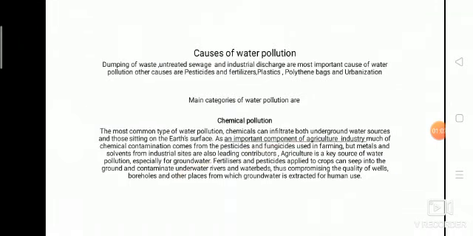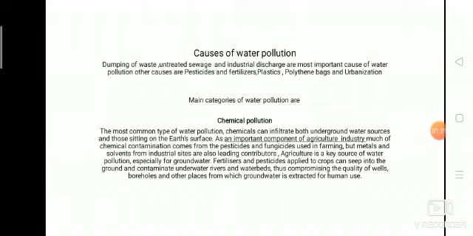Now, causes of water pollution. Dumping of waste, untreated sewage, and industrial discharge are the main causes of water pollution. Other causes are pesticides and fertilizers, plastics, polythene bags, and urbanization. Main categories of water pollution are chemical pollution.